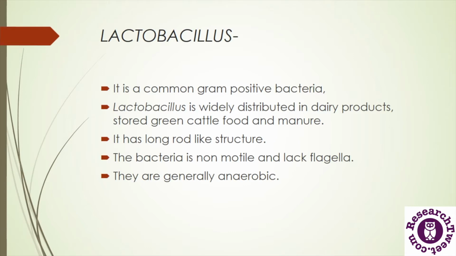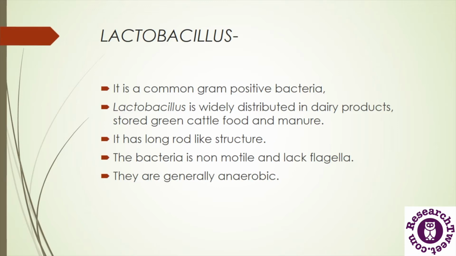It is a type of gram-positive bacteria, and we know that bacteria are divided into two types on the basis of composition of their cell wall, which are gram-negative and gram-positive bacteria. So it is a type of gram-positive bacteria. Now the structure of Lactobacillus resembles a long rod or bacilli, thus the name Lactobacillus. It is widely distributed and found almost everywhere: in dairy products, in manure, and also in green cattle food.